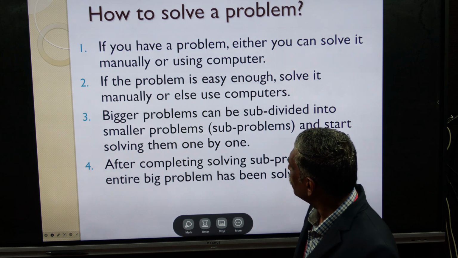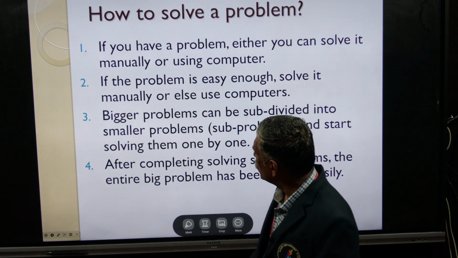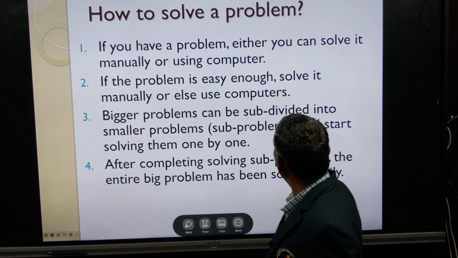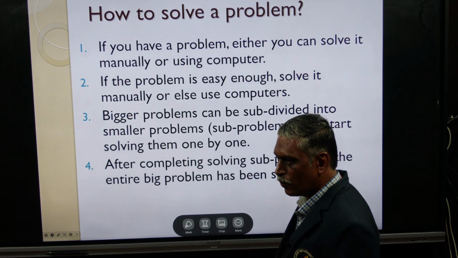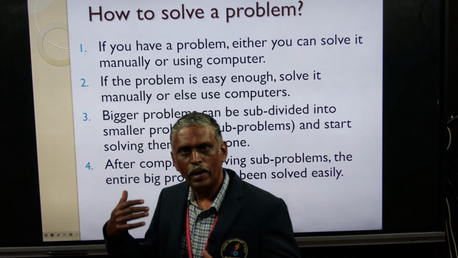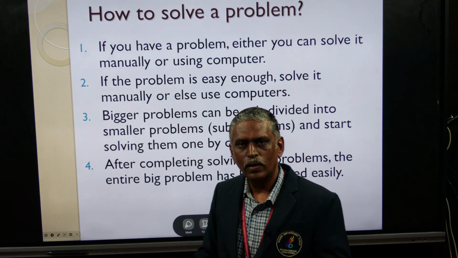How to solve a problem? We are going to see the steps in solving the problem. If you have a problem, either you can solve it manually or using a computer. Either we can do it manually or it can be done with the help of a computer.